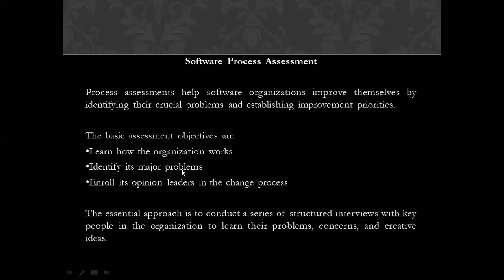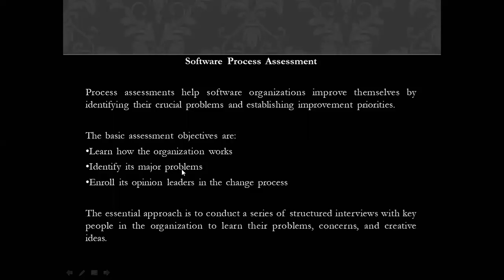But these are the main assessment objectives that you have to remember, and two or three terms will come up over here in this topic of software process assessment that can come in your exam, and that are very important to remember. Now, this process assessment helps software organizations to improve themselves by identifying their crucial problems and establishing improvement priorities. I hope you understood this point. The major motive of this assessment is to identify the problems where the organization is lagging behind, and how they can improve and how they can set the priorities to work on.